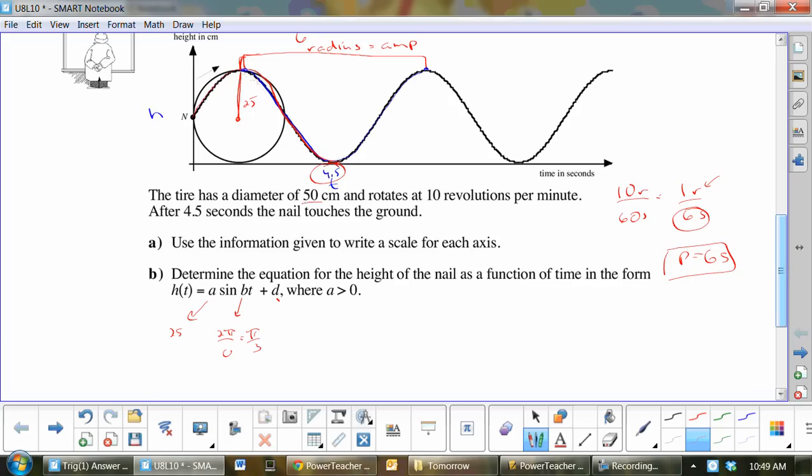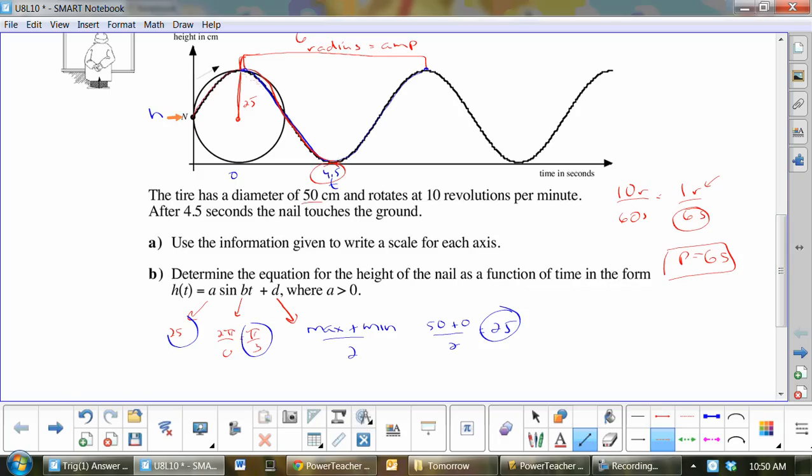What's D? It's actually, to me, the easiest one, but maybe I'm just a D guy. What? Hmm? Why? Okay, so you're saying this is zero, so you're taking max plus min over two. So that would be, what's max? 50 plus zero divided by two equals 25. And I would just visually see it as 25, right?